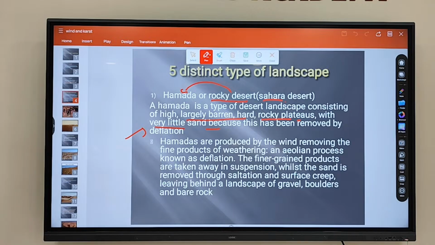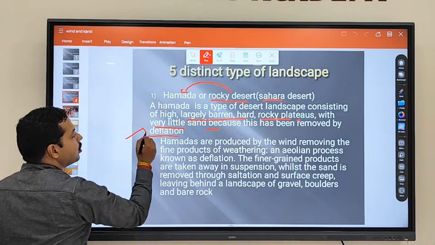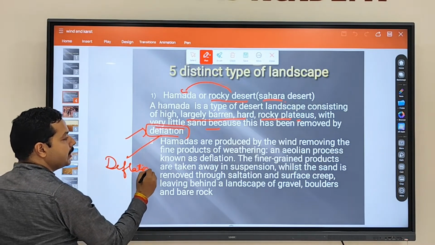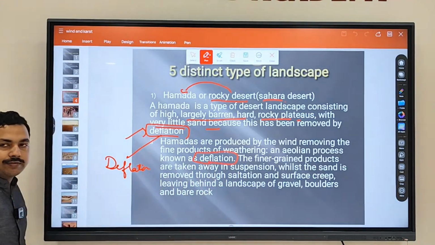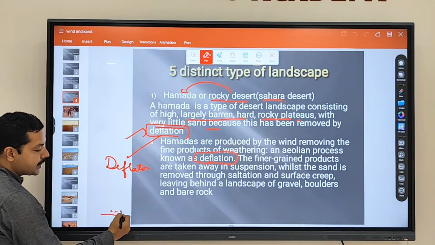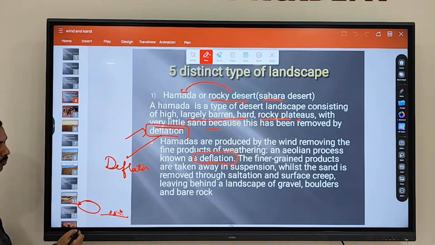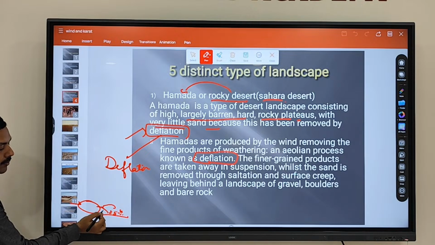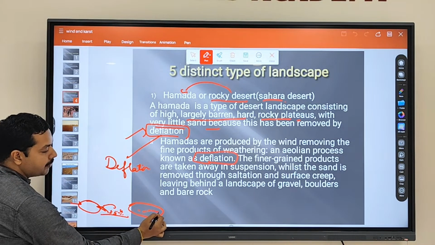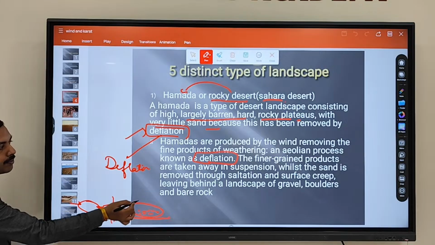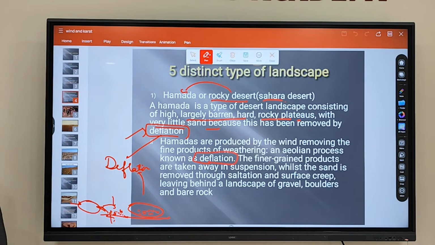And why is sand not there? Because of this process which is called deflation. What is deflation? As we discussed, let's say sand is there on the surface. When wind is moving, wind will pick up this material and will take it to some other location. As a result, the sands are not present, and this process is referred to as the deflation process.